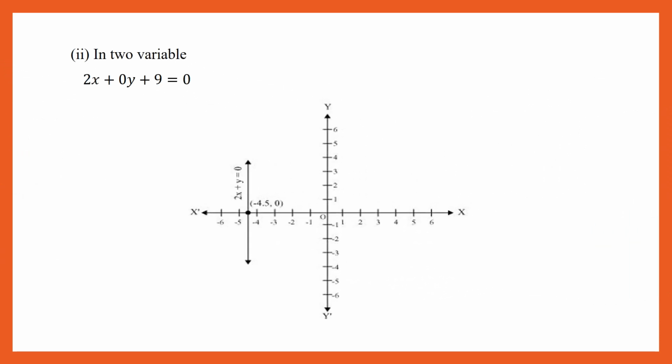To represent 2x plus 9 equal to 0 in two variables, it can be written as 2x plus 0y plus 9 equal to 0. And we can give any value for y and x value remains the same, which will be negative 4.5. As it is an equation in x variable, the graph will be parallel to the y-axis and we can plot the points (-4.5, 0), (-4.5, 2) and so on, and we get the graph which is the geometric representation of the equation in two variables.